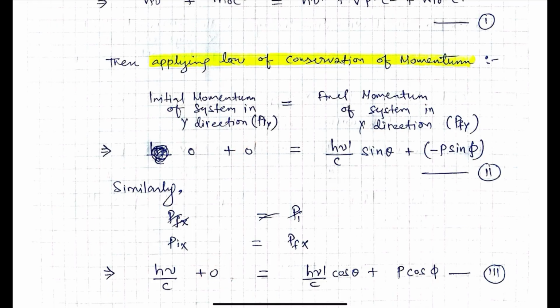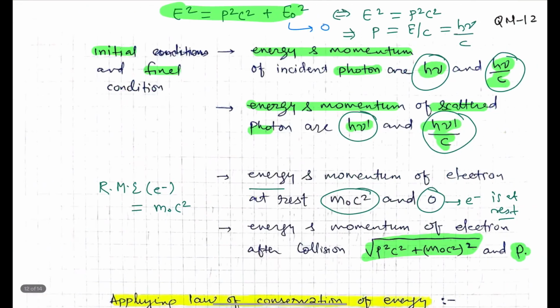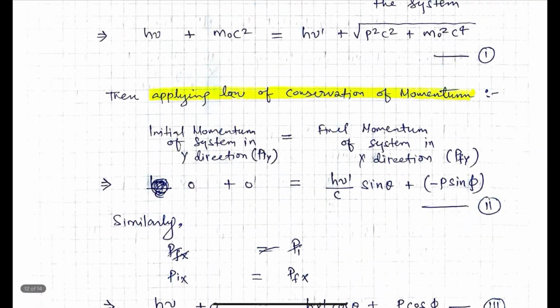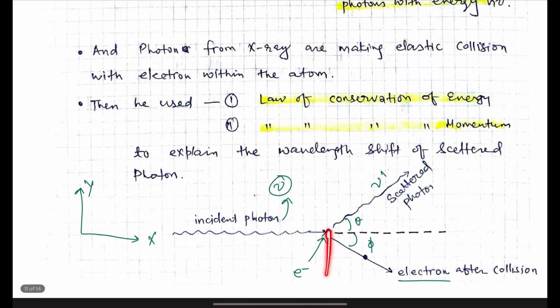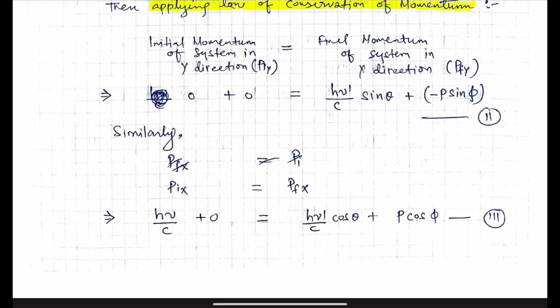Once there is a collision, we will find that the momentum of the photon in the y direction after the collision is going to be h nu prime upon c into sin theta. So this is our theta. The same thing we are going to write for the electron, which is minus p sin phi, because this is going in the negative y direction. Okay, so we are just breaking this into components using class 11 vector mathematics.